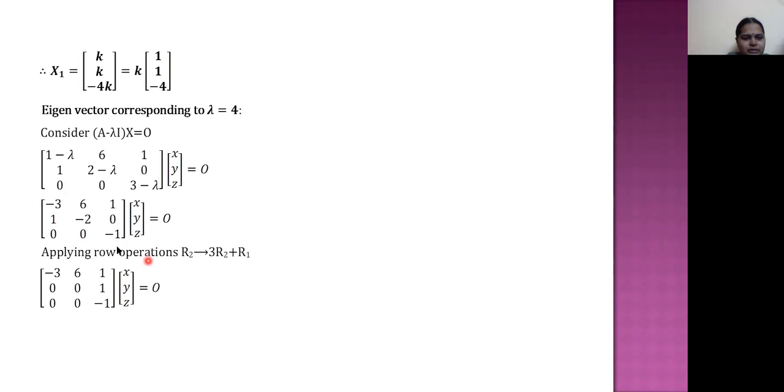So which operation is it? 3R2 plus R1. So multiplying R2 with 3 and adding it to R1, then 3 minus 3 is 0, minus 6 plus 6 is 0, 3 zeros are 0 plus 1 is 1. And the third row remains as it is. Now on R3 we perform another row operation: R3 we will add to R2. Then we have the last row becomes 0.